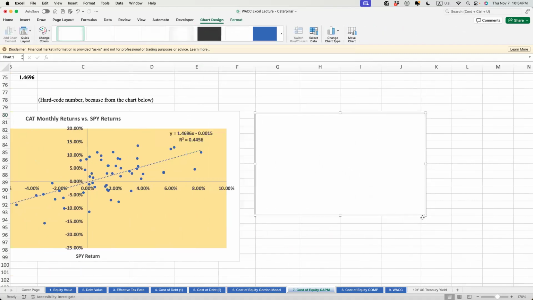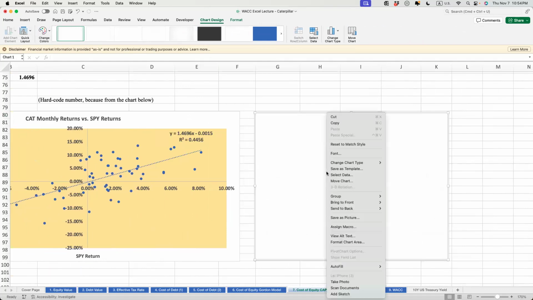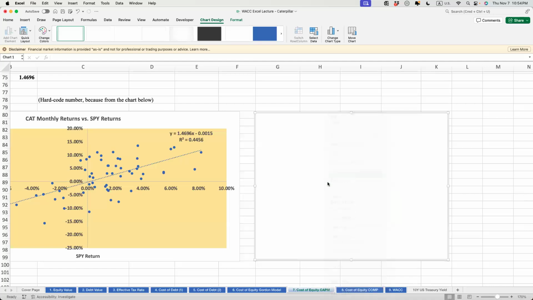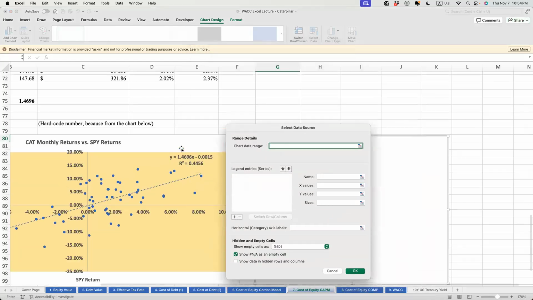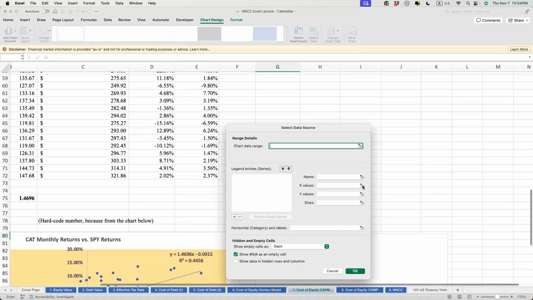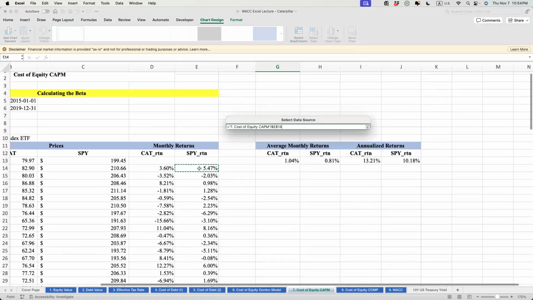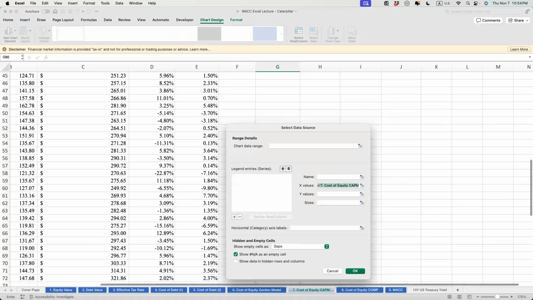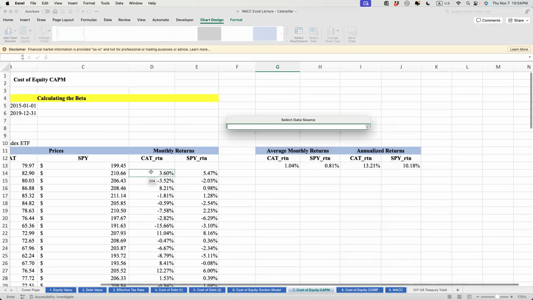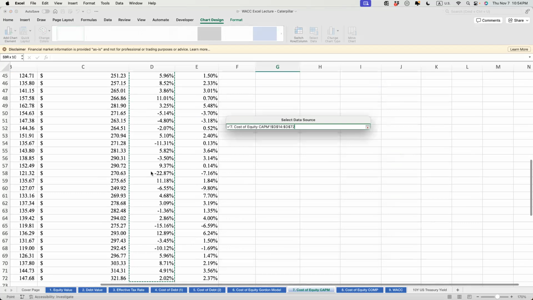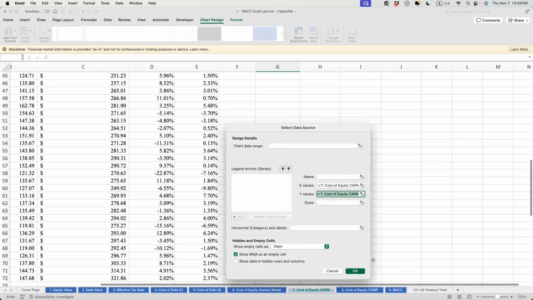Of course, this is blank because we haven't specified the data yet. Let's right click the chart area, click Select Data, and now we can start to fill in the data. What is the X value? In our example, the X value should be the market monthly return, so that will be this column, SPY's return. What is Y? Y is the individual stock return, because we want to find the relationship between these two returns. Another way to say this is we want to see whether the SPY return can explain the change of Caterpillar's return. Okay, then let's click OK.